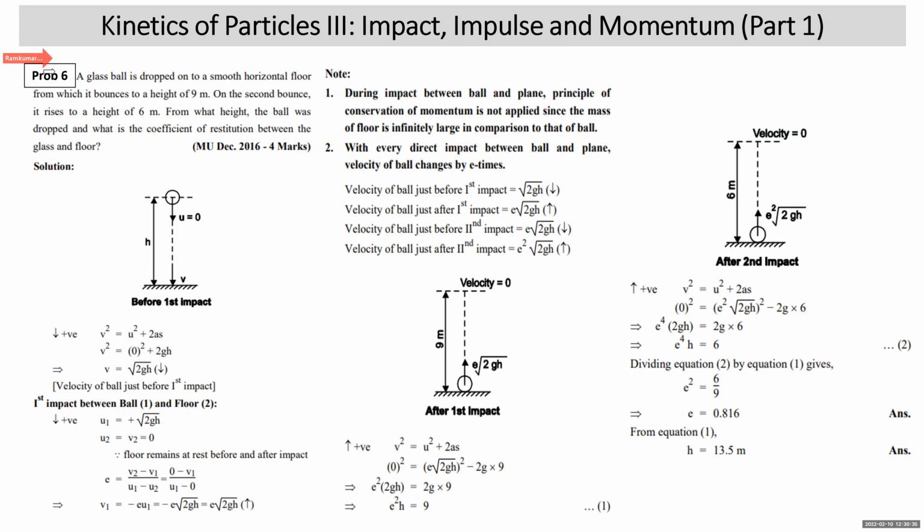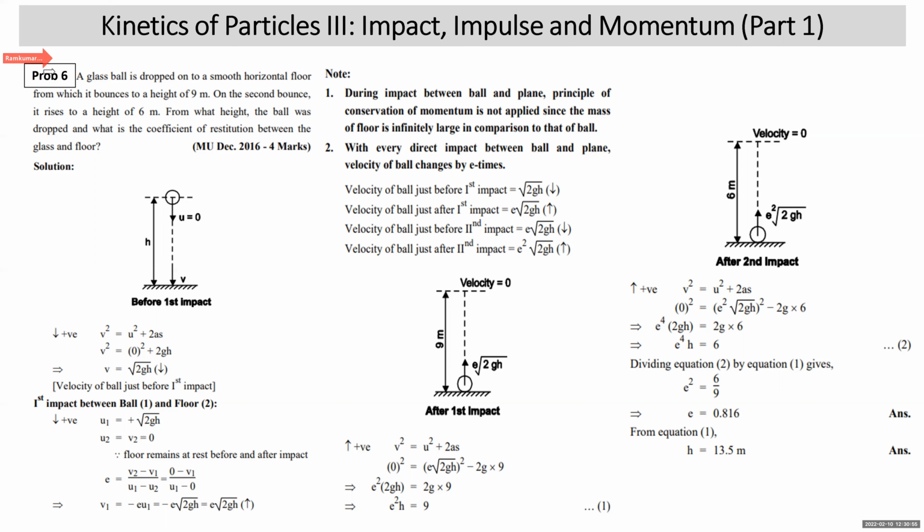But what is not comparable? Suppose the mass of one body is 1 kg and the mass of the other body is 10,000 kg. So is it comparable? No. So this kind of impact we come across, for example, impact between ball and the floor, impact between ball and the wall, or impact between ball and the ceiling.